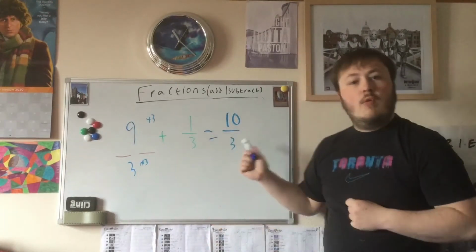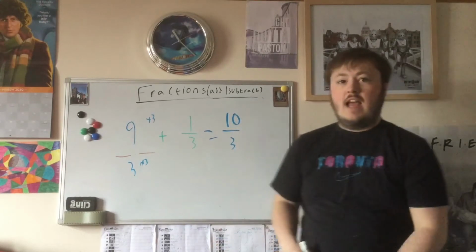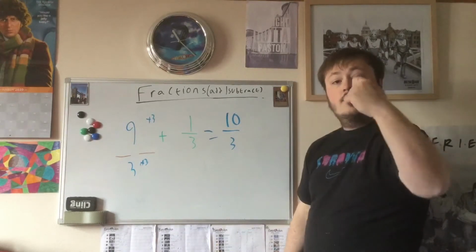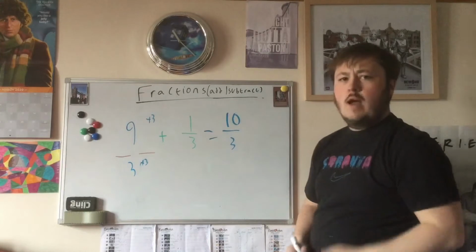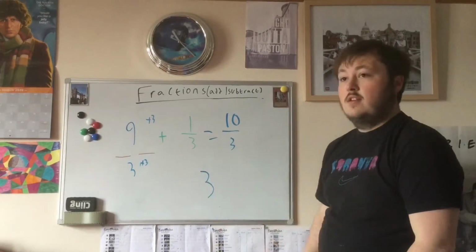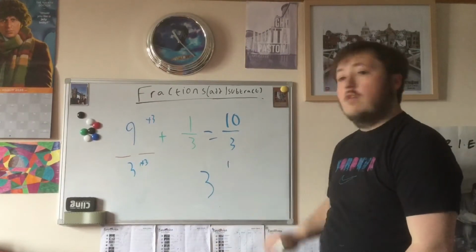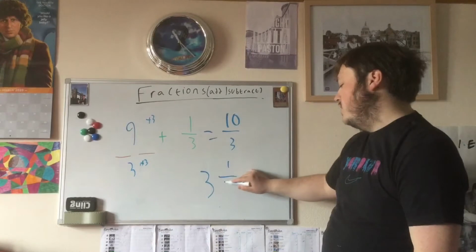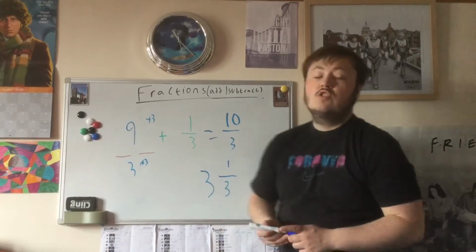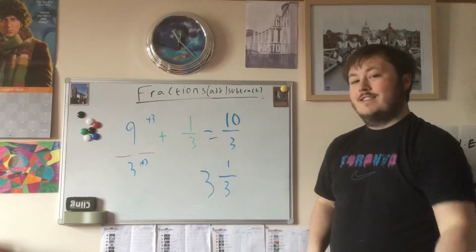But this is an improper fraction. How many 3's go into 10? Well, let's see. 3, 6, 9, 12. 12 is too far, so it only goes in 3 times. 10 was the number we got to, but we reached 9, so we have a remainder of 1. And we keep our denominator the same. So the overall answer is 3 and 1/3.